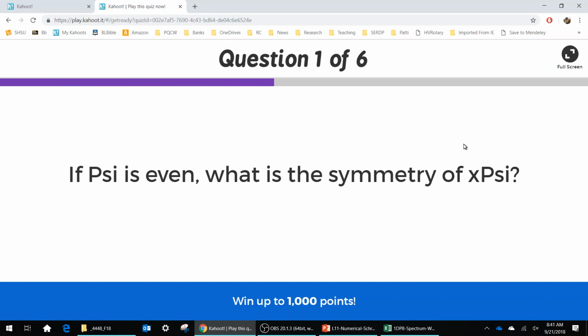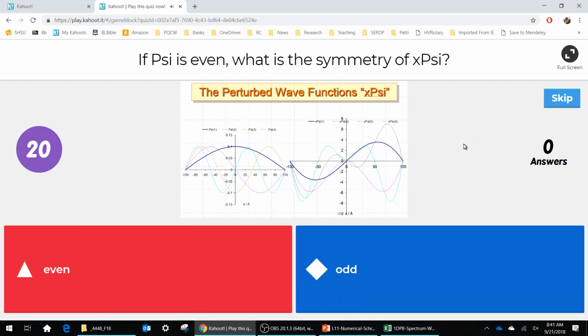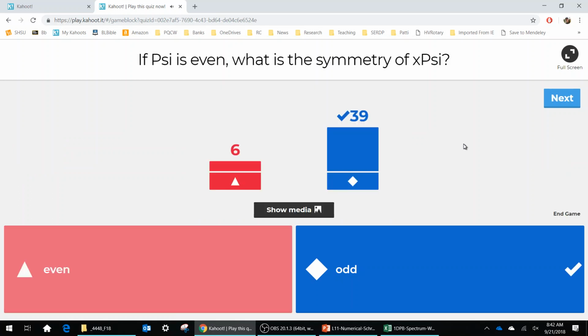Okay, so if psi is even, what's the symmetry of x psi? Is it even or odd? Red is even and blue is odd. All right, very good. Because x is odd, so odd times even gives odd.